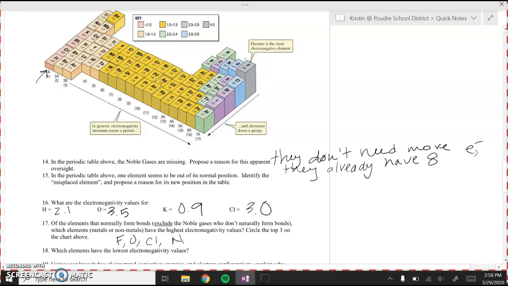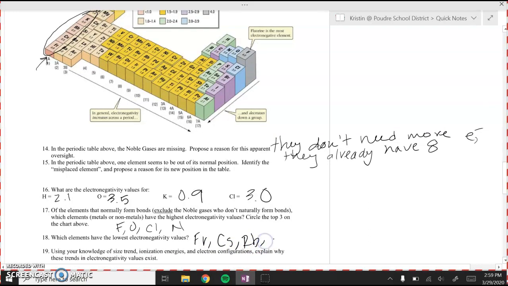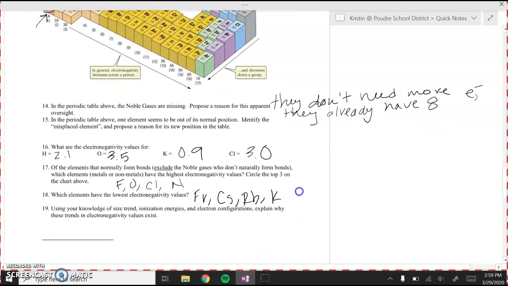Okay. Then it says what's the lowest. So the elements that have the lowest are right here: francium, rubidium, and potassium. They would rather give away an electron to get to 8 than gain an electron. So they are not good at attracting electrons. So francium, cesium, rubidium, and potassium have the lowest electronegativity values.